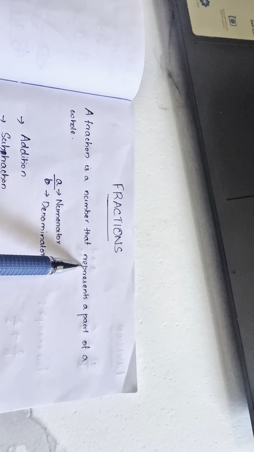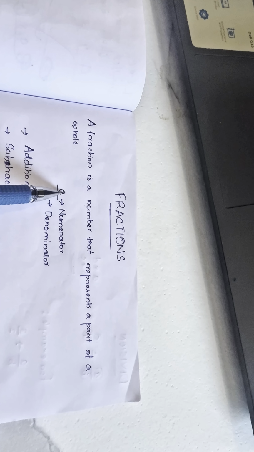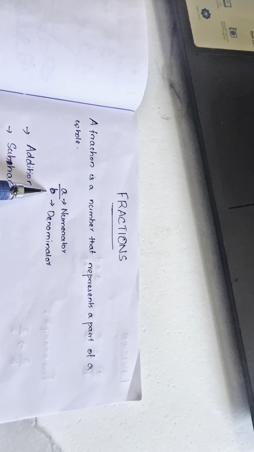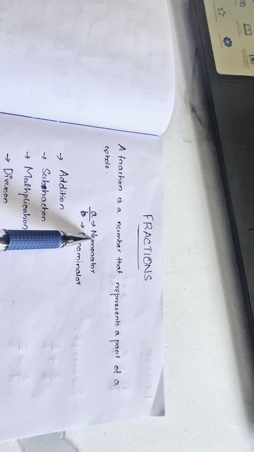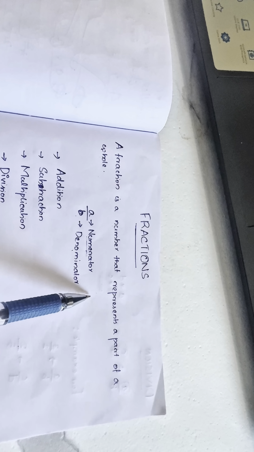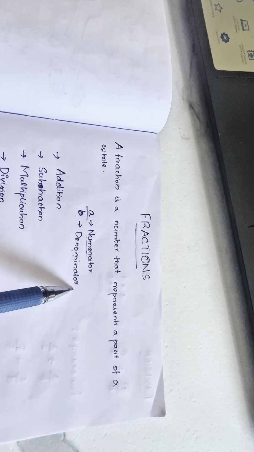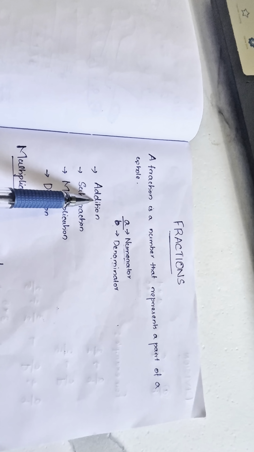So we can define a fraction as a number that represents a part of the whole. And this fraction can be written in the form of a by b or a over b, where a is the numerator and b is the denominator. The numerator represents the part that you have, and the denominator represents how many equal parts the whole is divided into.